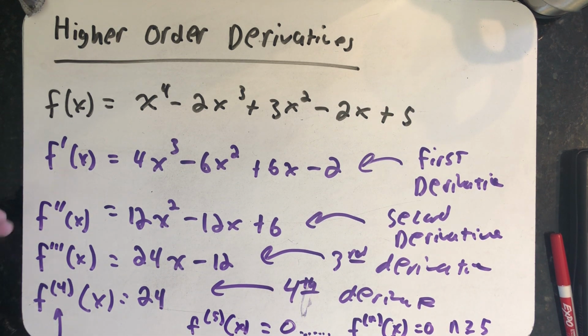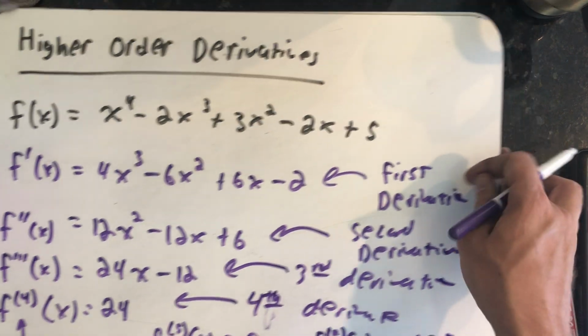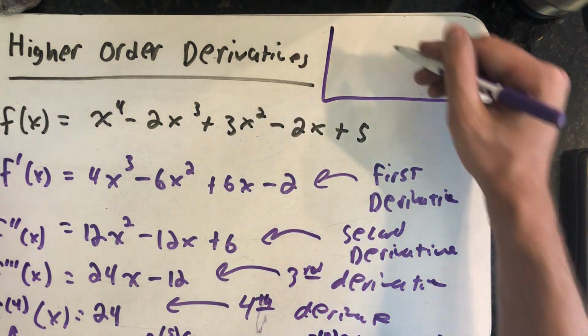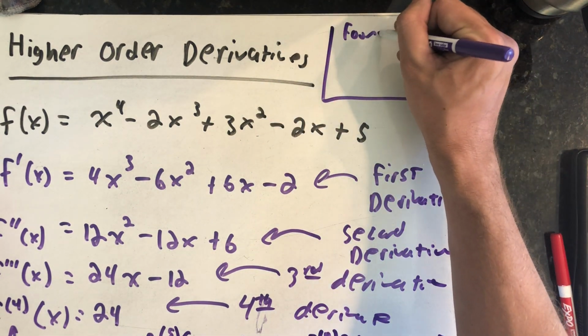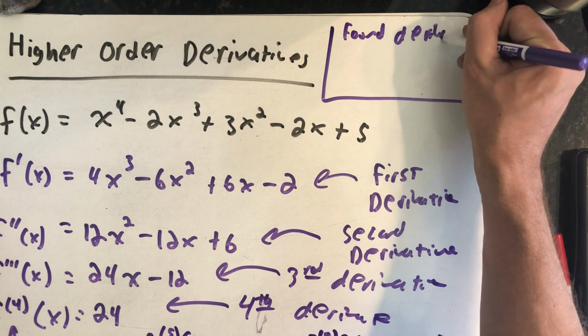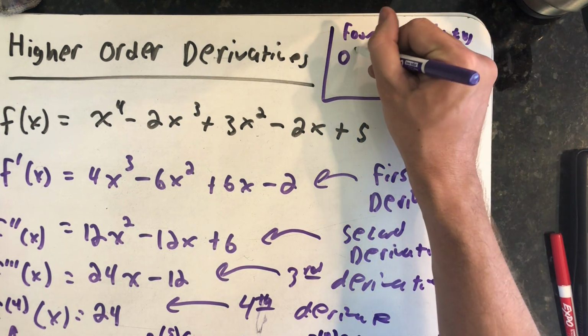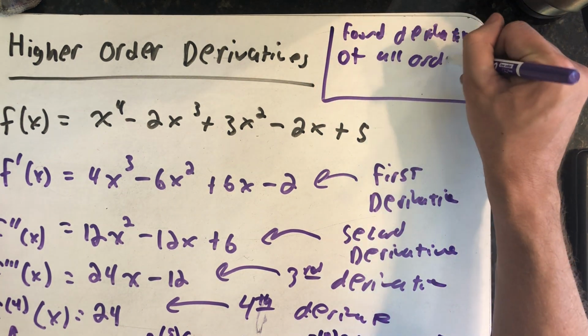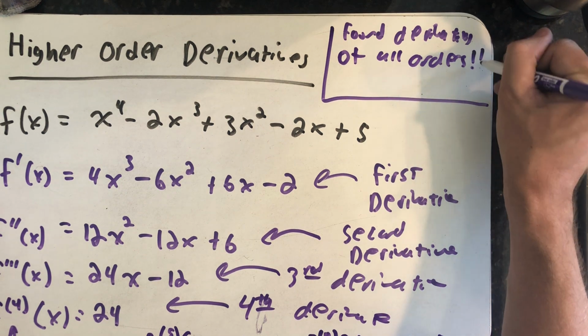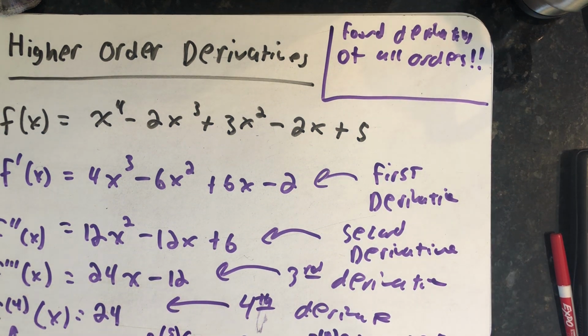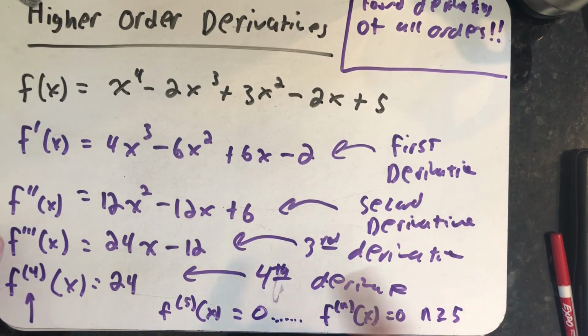So this is first order, second order, third order. And so what I would say I've done here is I've found derivatives of all orders. Right? Because literally here, after I get to the fifth derivative, they're all 0, and I can clearly communicate that just with this equation and that inequality. Let's do another example where we find the derivative of all orders.